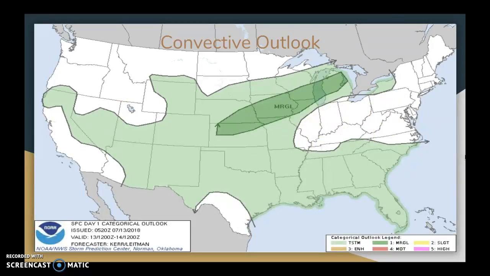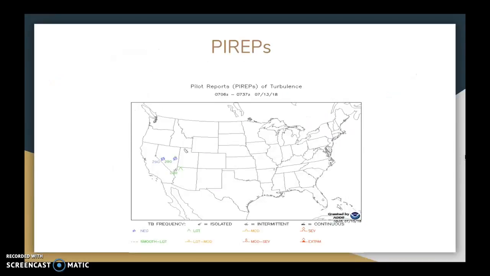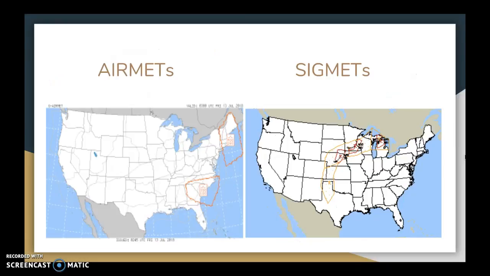This is a convective outlook. It shows coverage across the U.S. where you can expect convective activity. These are airmets and sigmets. The airmet indicates moderate turbulence within the area of the orange line. The turbulence in the northeast corner starts at 26,000 feet and extends up to 40,000 feet. On the right, the sigmet indicates thunderstorms within these red-lined areas.